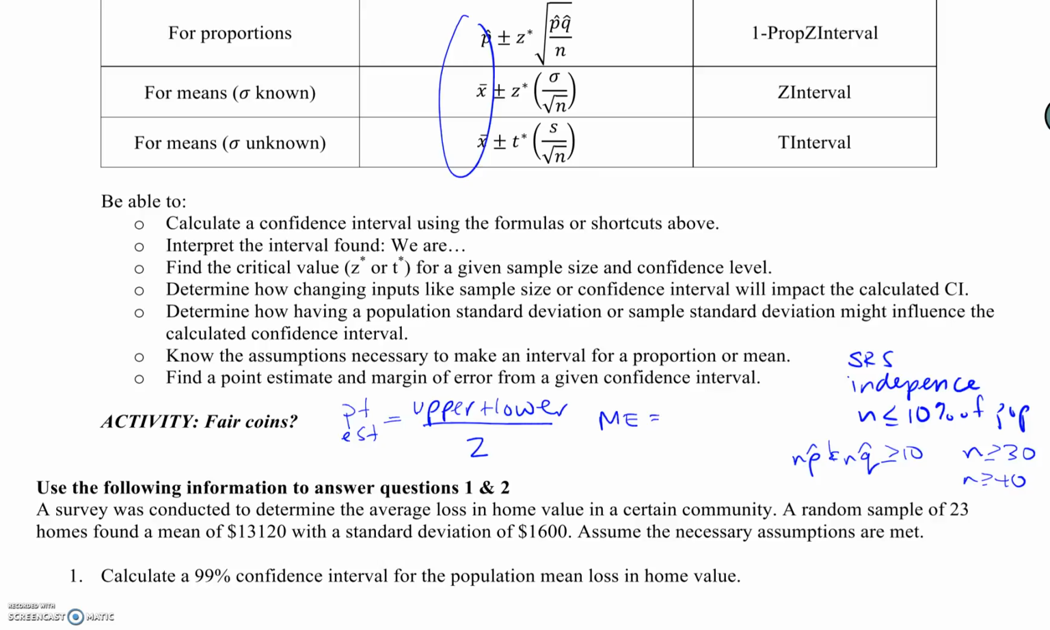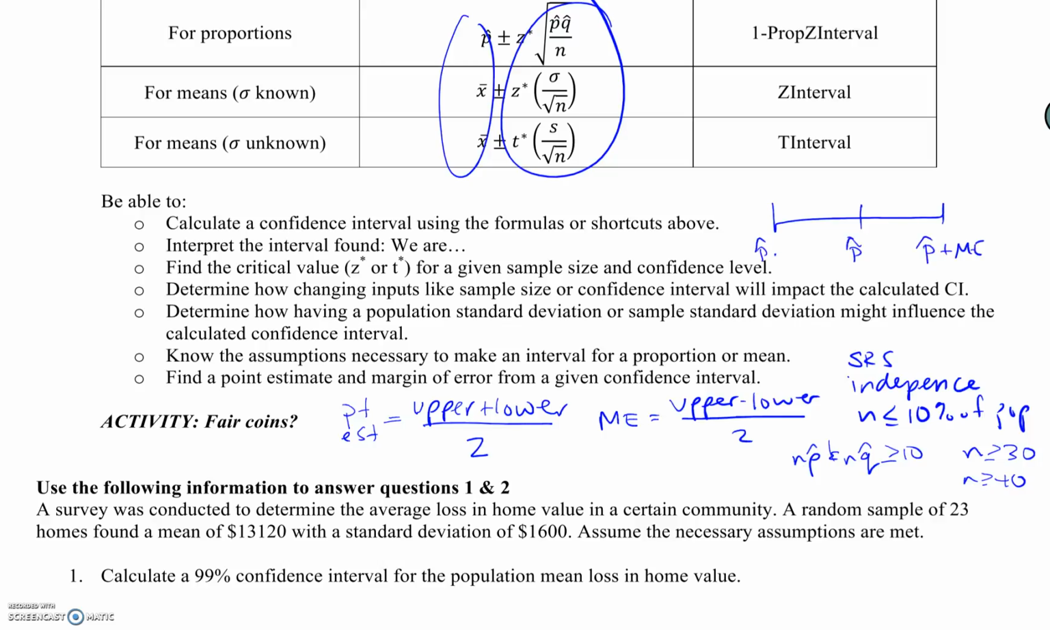Your margin of error is always this, upper minus lower over 2. It's this piece, because when you make your confidence interval, remember, say it's for a proportion, you take p hat and you add a margin of error. You take p hat and you subtract a margin of error. So you end up with not 1, but 2 margins of error wide. So if you do your range, you need to divide it by 2.